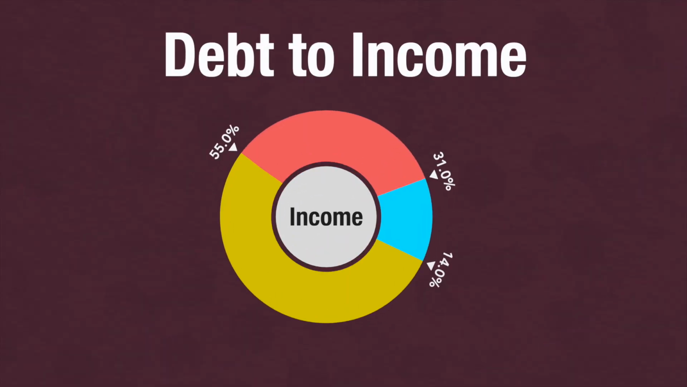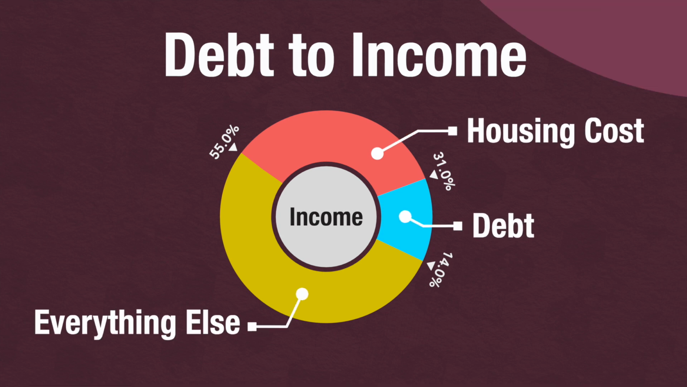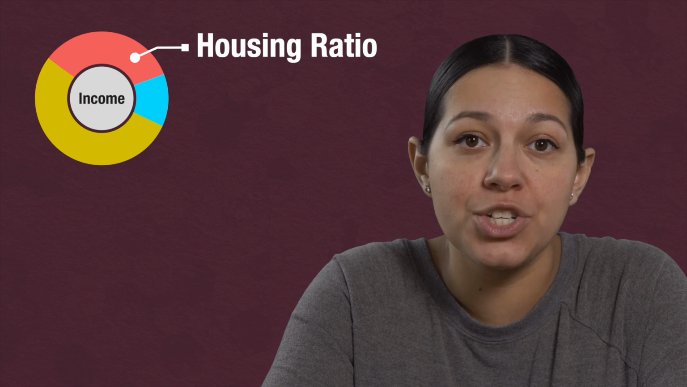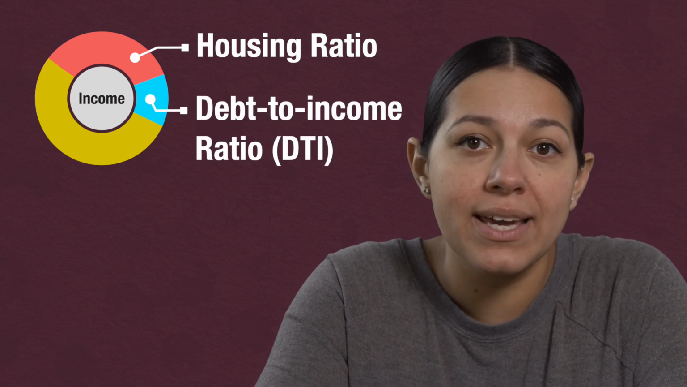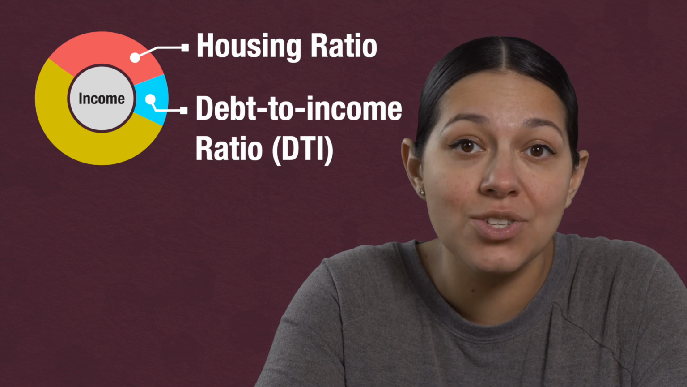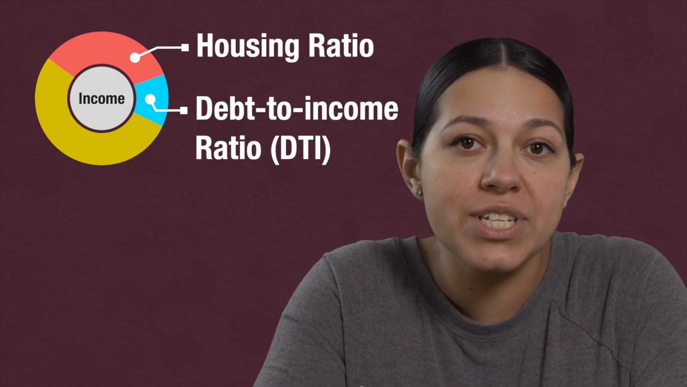Lenders want to know what percentage of your monthly income is used to pay any debt obligations, how much of the pie is going to your housing costs, and to any debt payments you may have. The percentage of your gross monthly income that goes to your housing costs is called your housing ratio. In this case, your rent. The percentage of your gross monthly income that goes to pay any debts you have, like credit cards or car payments, is called your debt-to-income ratio, or DTI.